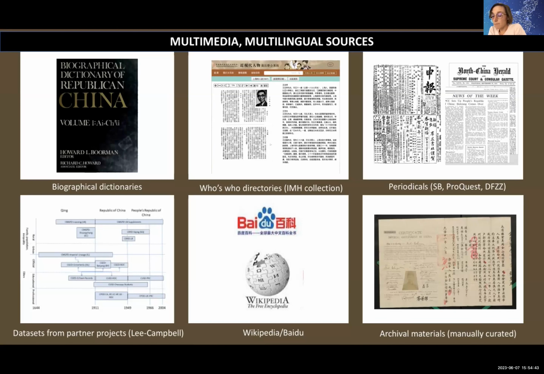We also relied on Wikipedia in Chinese and English and Baidu. So we try to extract the biographies of people who have lived and worked in China. And Nora can maybe give you more details about the process for identifying the biographies in Wikipedia. And the last core of materials are archival materials. So this means that we also welcome manually created data sets from archives and other non-digitized sources.